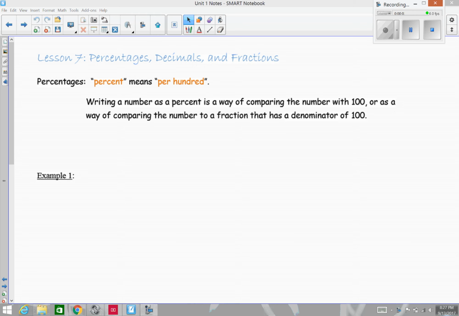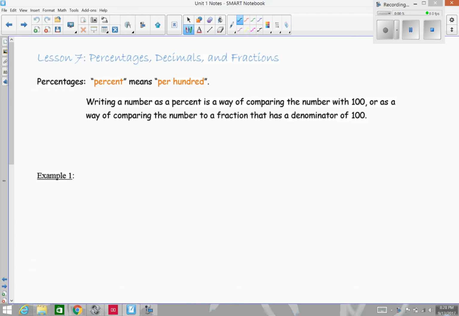Hello everybody, this is lesson 7. We're going to work with percentages, decimals, and fractions, and we want to be able to write numbers as either percentages or the equivalent form of a decimal or the equivalent form of a fraction.